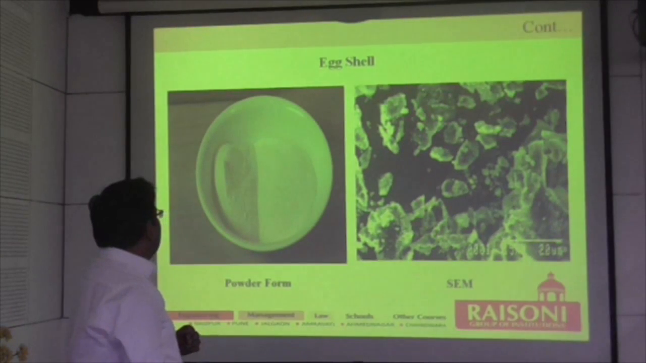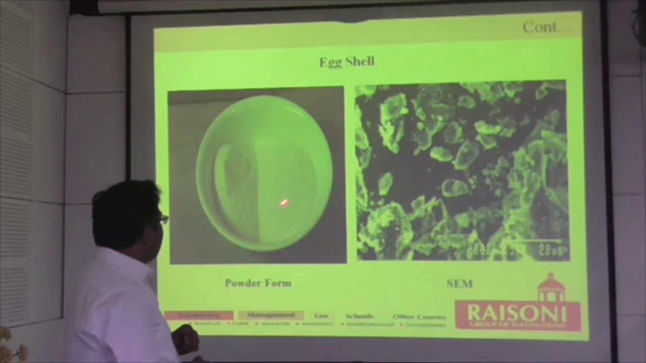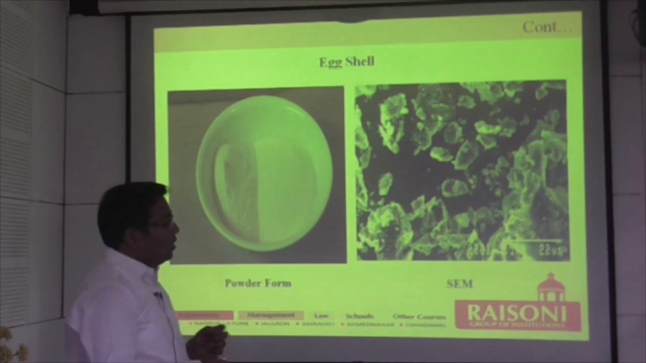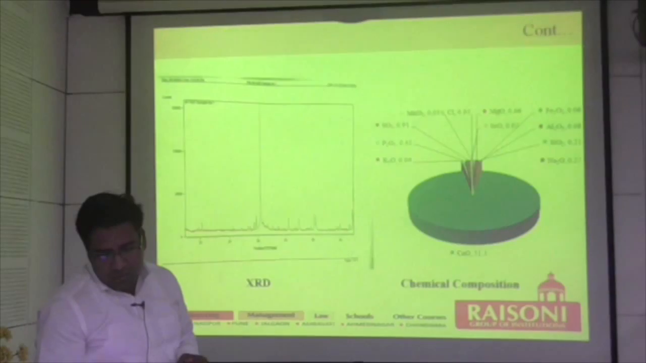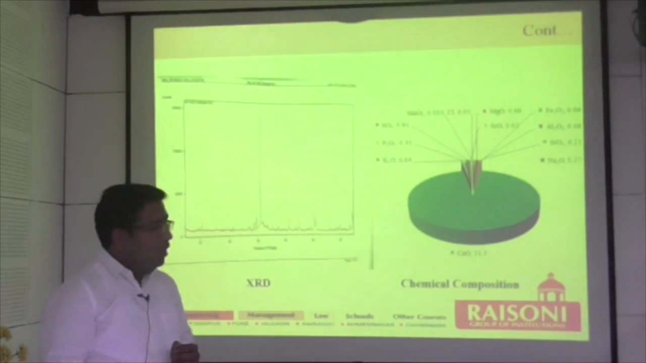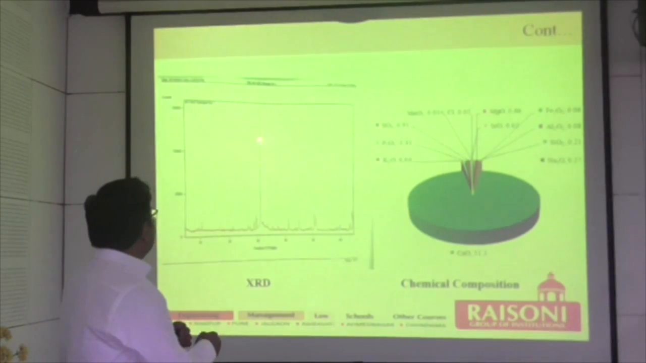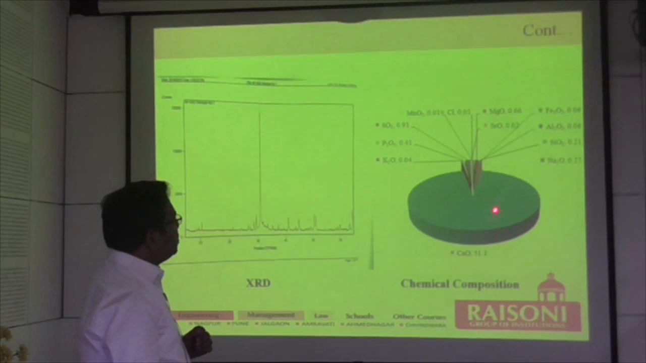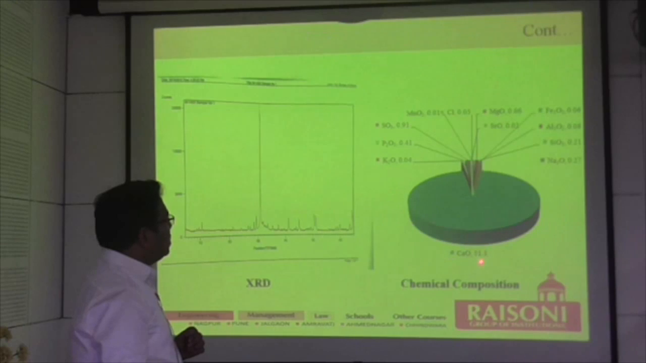Then eggshell. And this is the eggshell after crushing in the mixer. Again, we can see this SEM analysis. These are the very sharp edges, which show that these are of crystalline nature. Again, this black spot shows that this has a porous nature. XRD again supports this. This peak shows that this is crystalline in nature. Again, chemical composition was done on this, and calcium percentage is 51.3%.